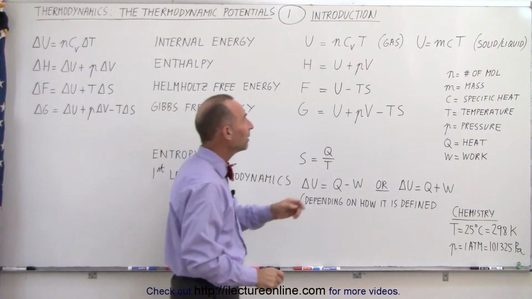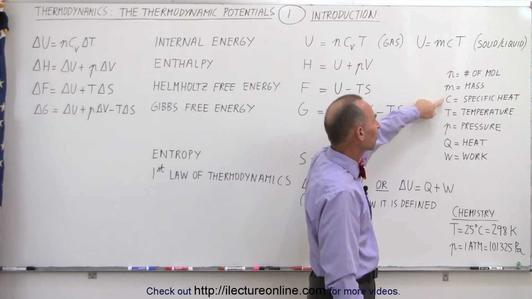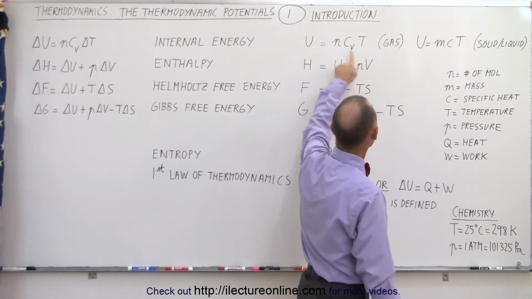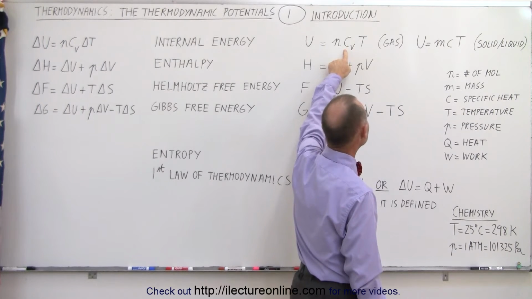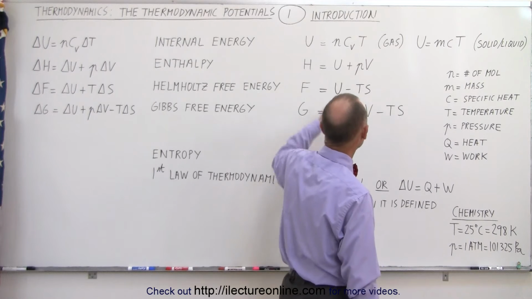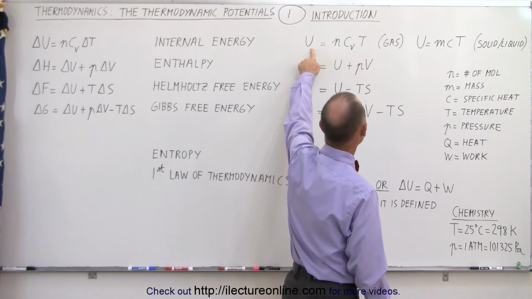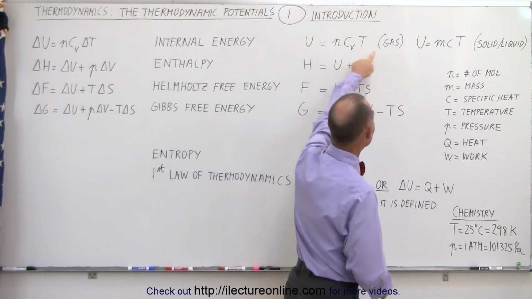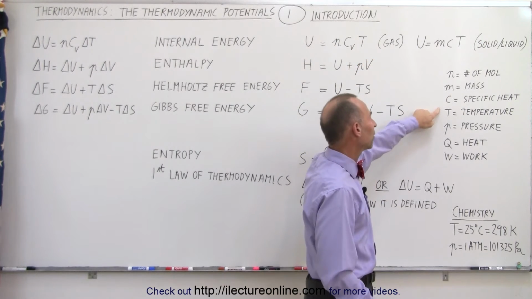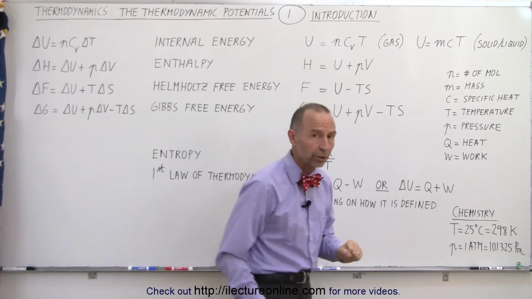You have to keep in mind what these things mean. N stands for the number of moles, M is the mass, C is the specific heat, C sub V is the specific heat at constant volume. Now, even though the volume doesn't remain constant, we still use this constant here to indicate the value for U, which is internal energy, if it's a gas. T stands for temperature, P for pressure, Q for heat, and W for work.